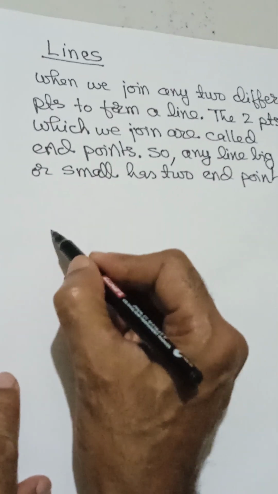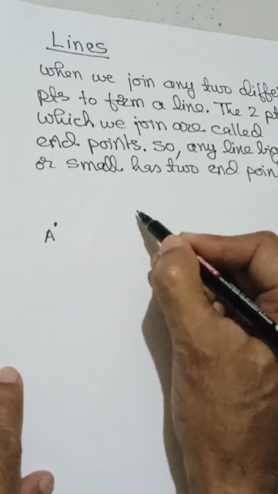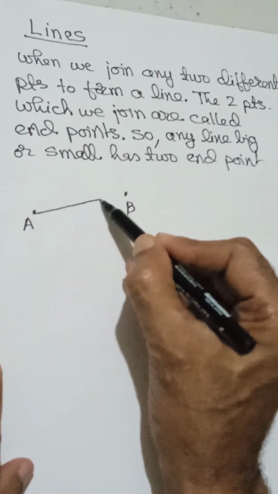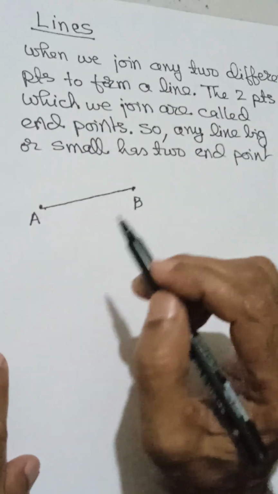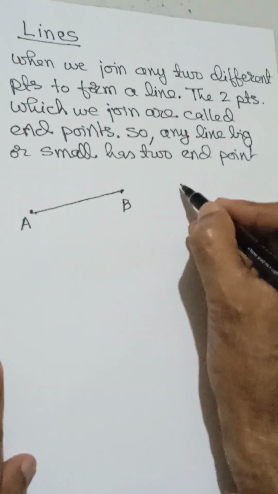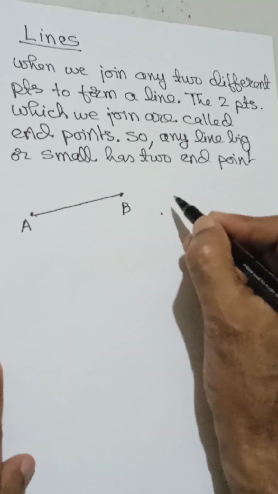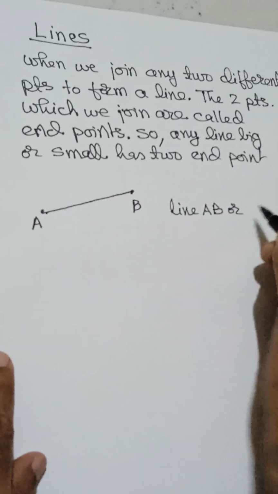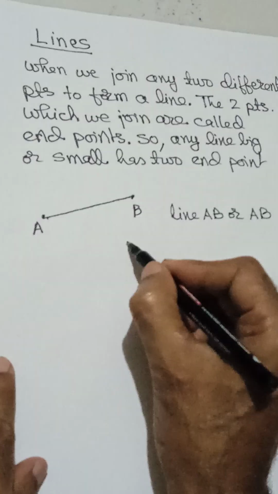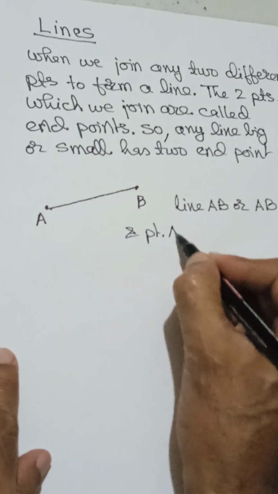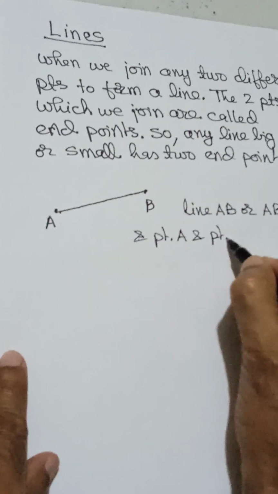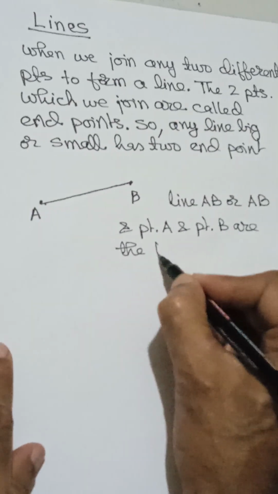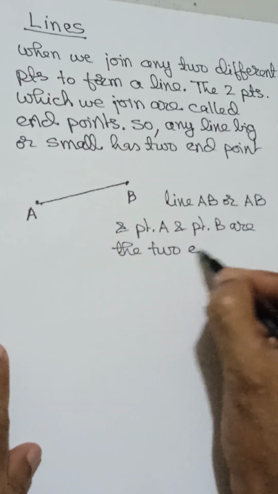So let us consider two different points, point A and point B. If we join them by the shortest distance, then a line is formed here, and this line is called line AB or simply AB, and point A and point B are the two end points.